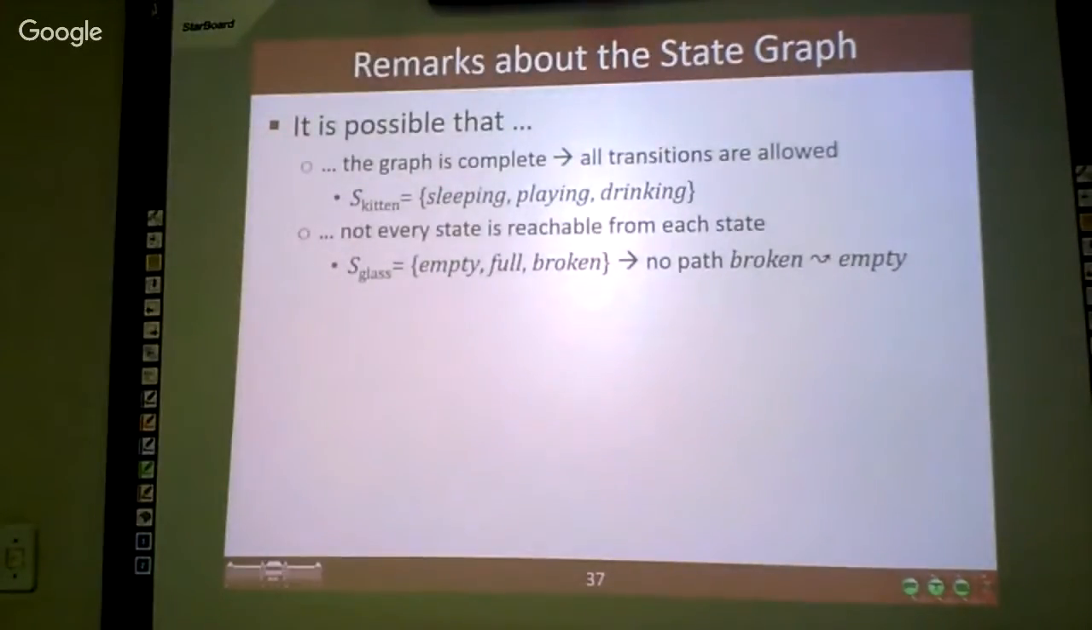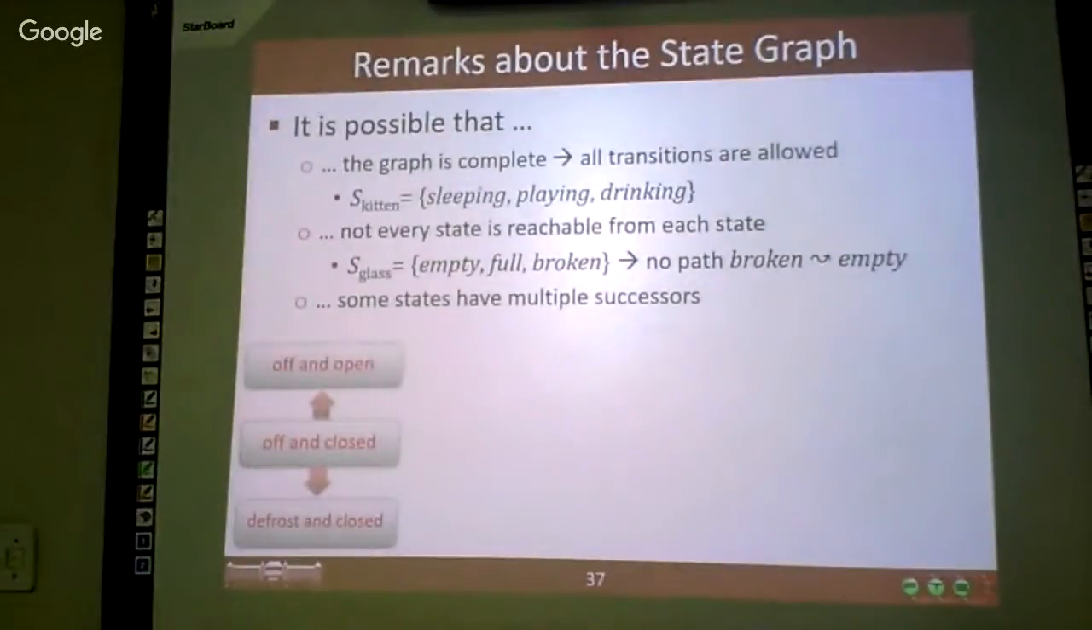It can happen that not every state is reachable from each state. For example, if we just consider the state graph of a glass, empty, full, and broken, actually from the broken state it is very rare that we can go back. So it cannot be empty or full anymore.